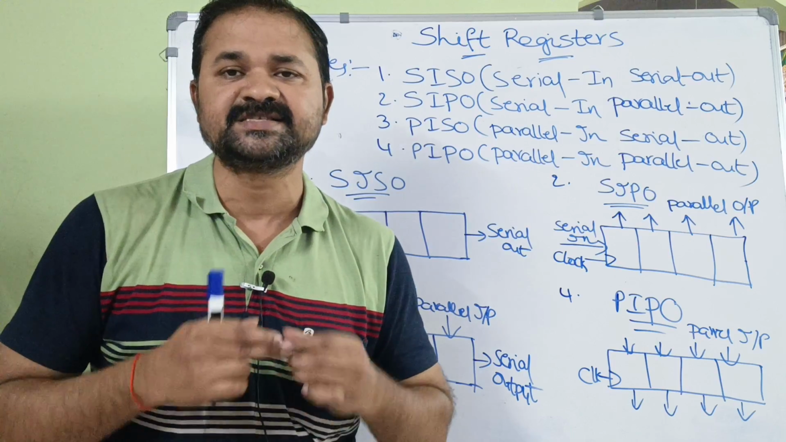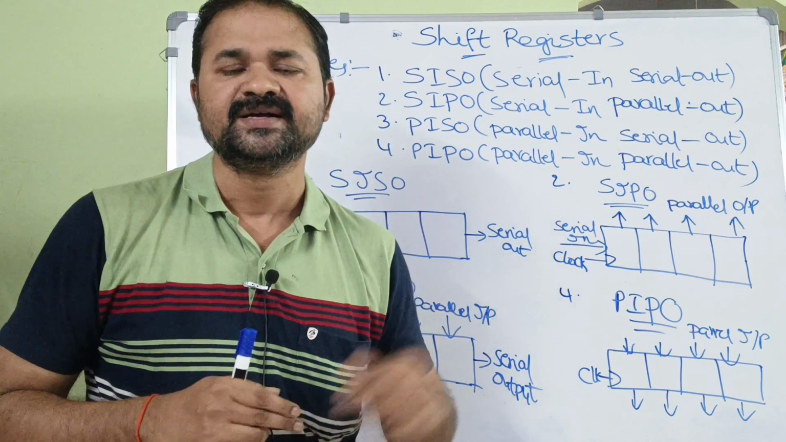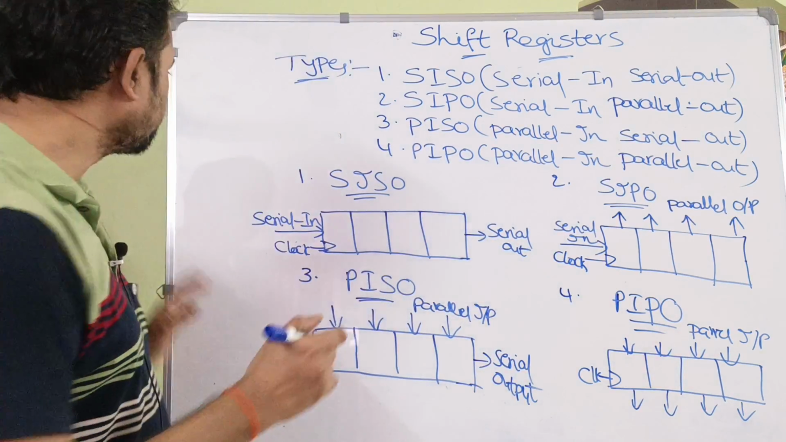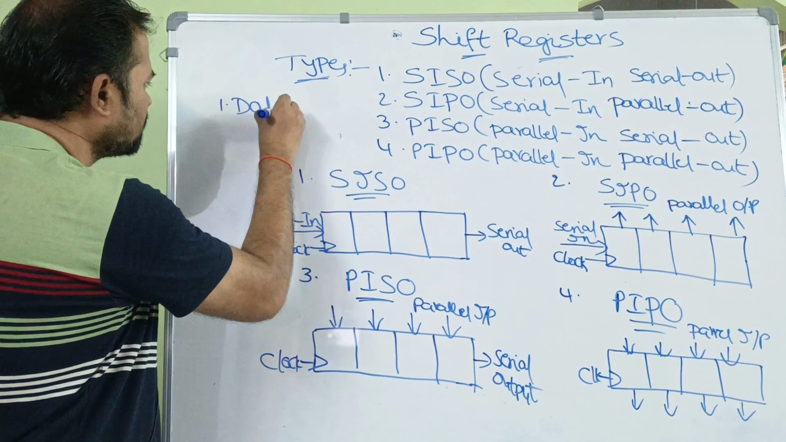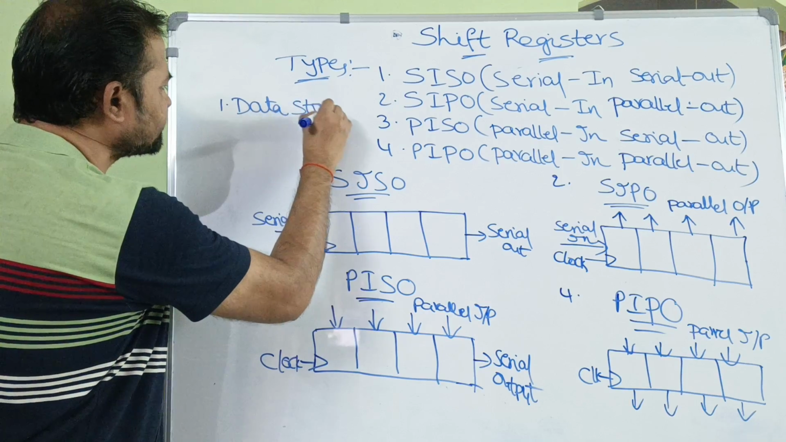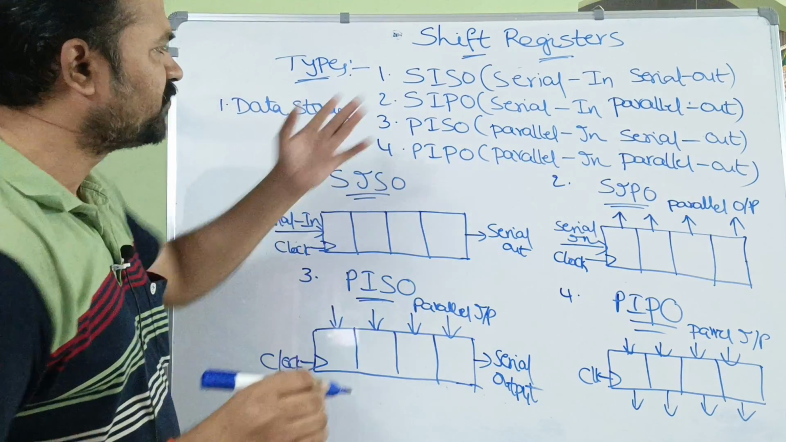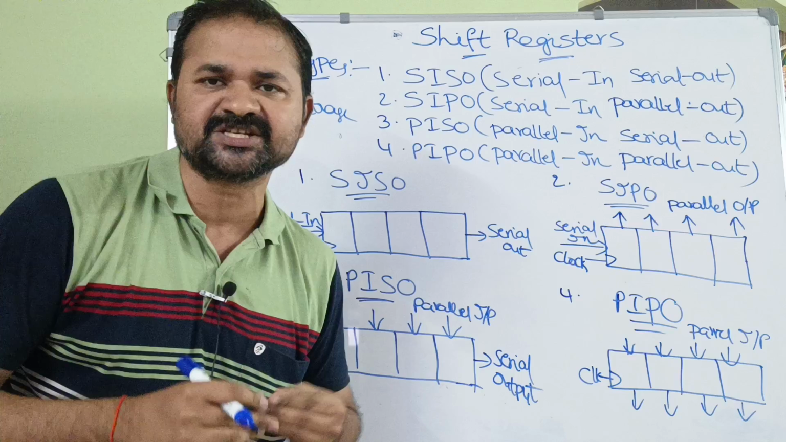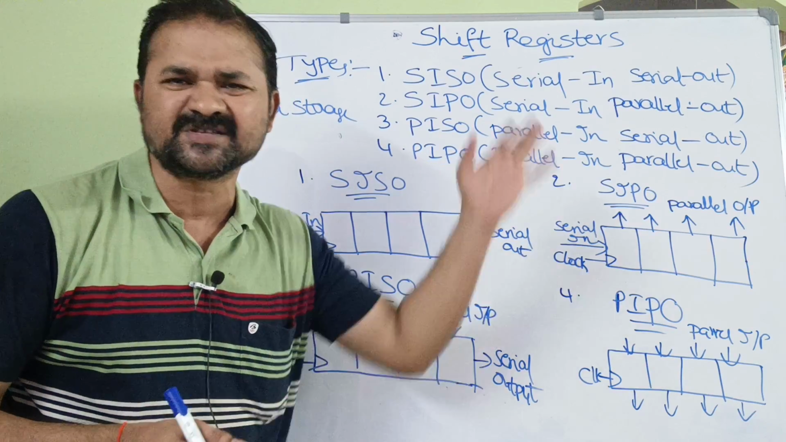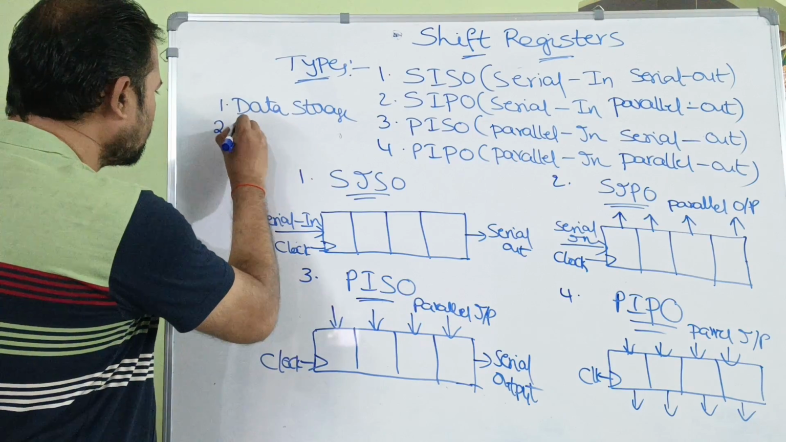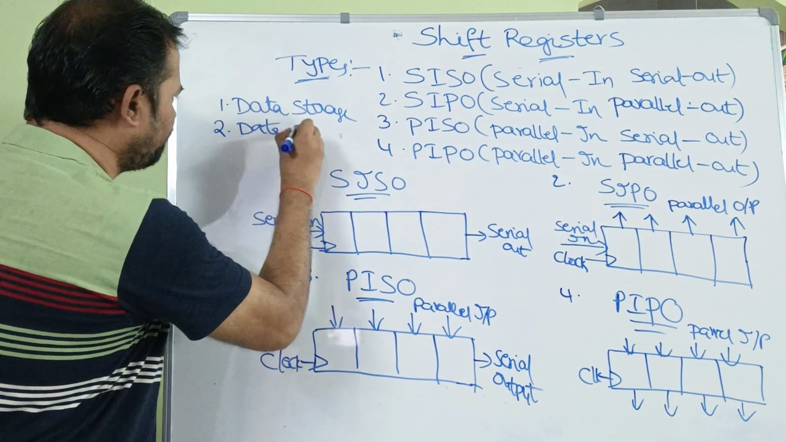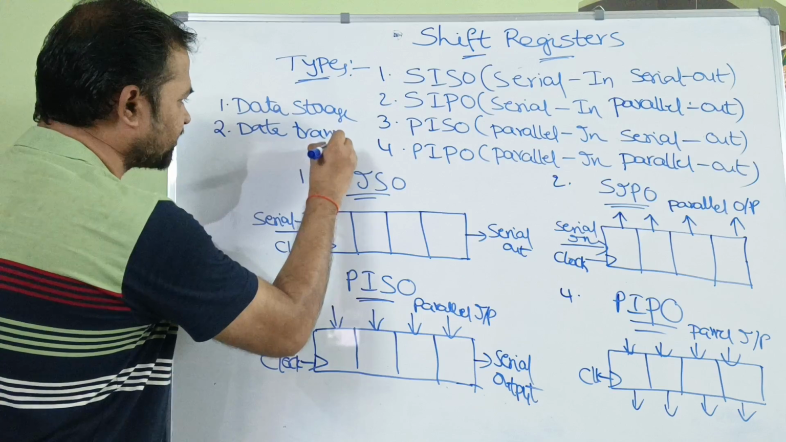There are several applications of shift registers. The first one is data storage. With the help of a shift register we can also store data. Why? Because it is also a register. The second one is data transfer.